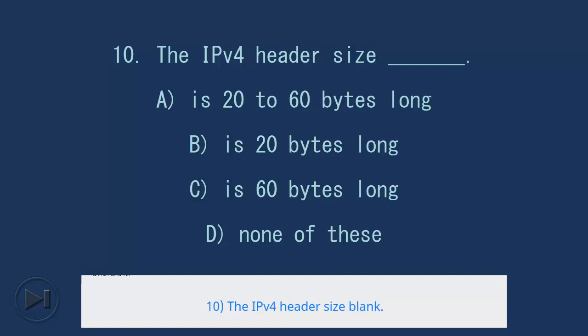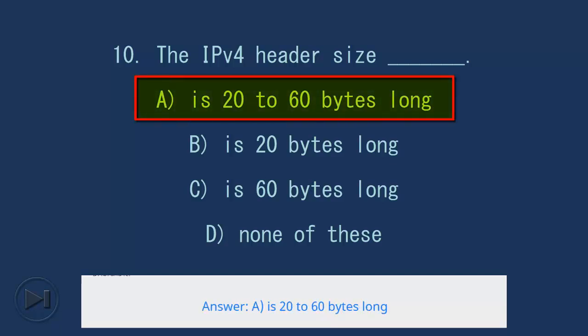10. The IPv4 header size blank. A. Is 20 to 60 bytes long. B. Is 20 bytes long. C. Is 60 bytes long. D. None of these. Answer, A. Is 20 to 60 bytes long.